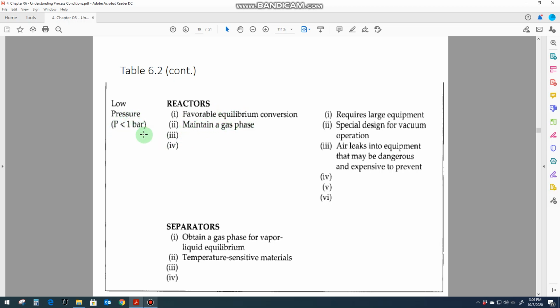Then the second thing, maintain a gas phase. So if you are operating any process below 1 bar, then one of the reasons could be to have the gas phase of the reactants and the products. Now, what could be the penalties on the process? Requires larger equipment.